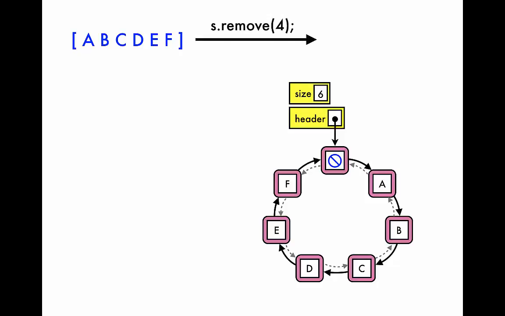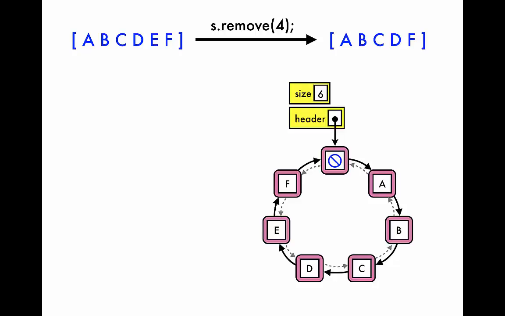I'll give you 5 seconds to tell me what the element at index 4 is, starting from now. If you said E, you are correct. Remember that Java lists, just like Java arrays, begin with their first element at index 0. Therefore, our final list should have the E element removed.